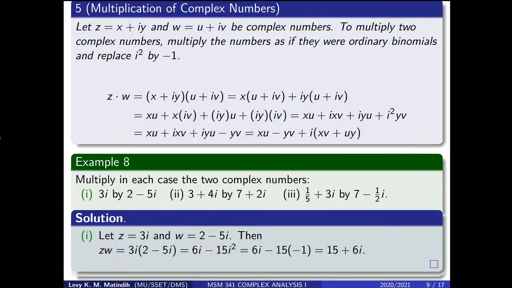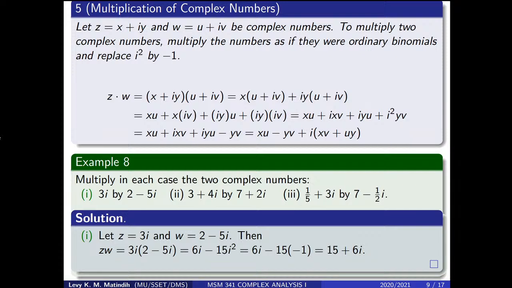Multiply each of the two complex numbers. The first one is you are multiplying 3i by 2 minus 5i. Now if you look at example number 8, parts 2 and 3, these same numbers, I've used them under addition and subtraction. And also I've brought them down so that you could see the difference between addition, subtraction, and multiplication.